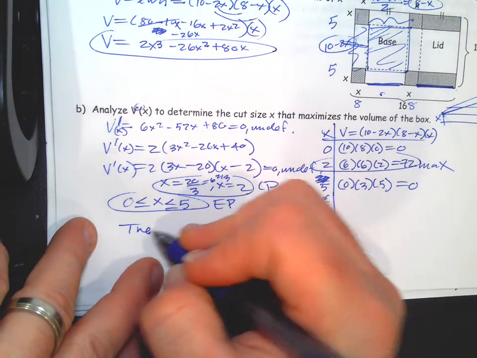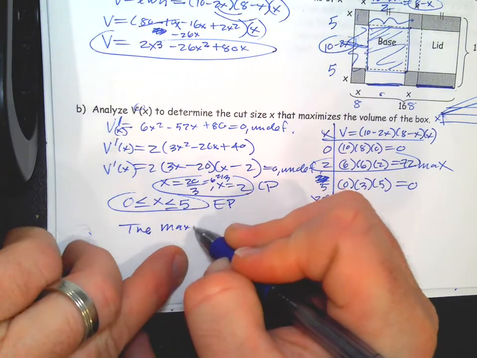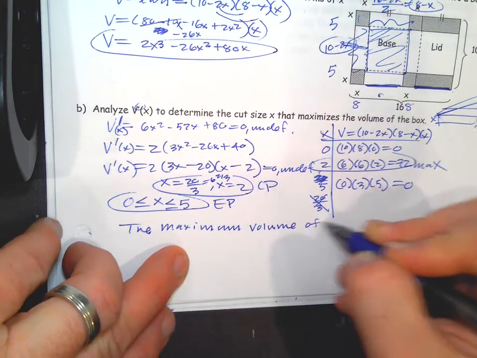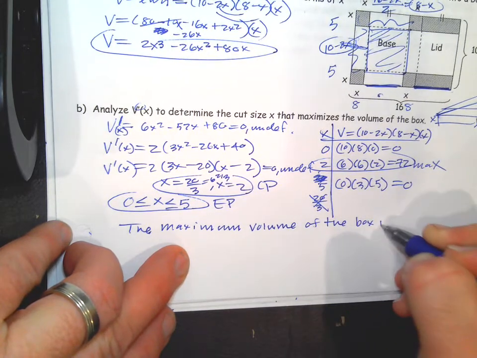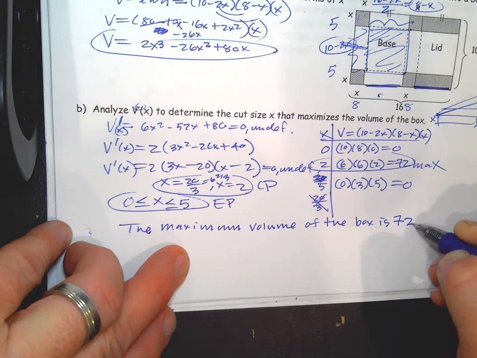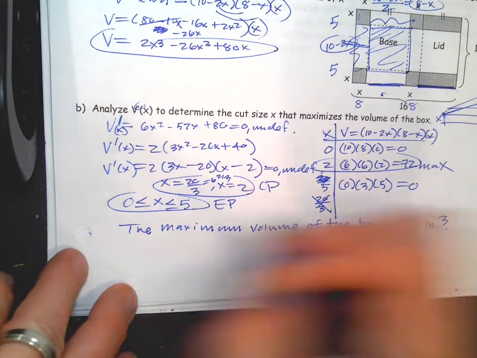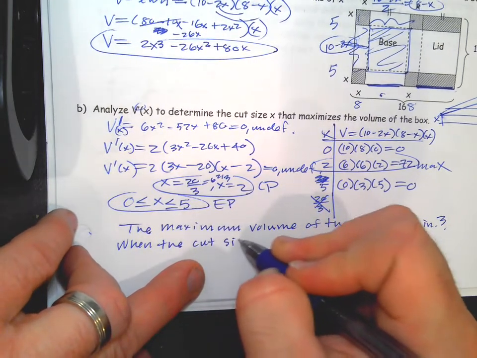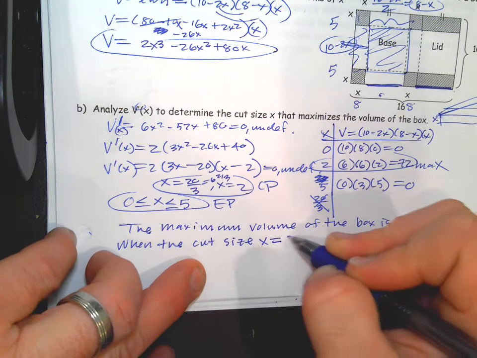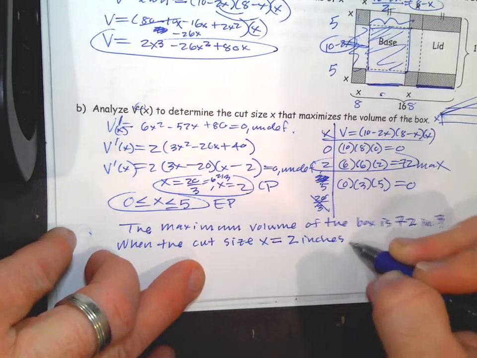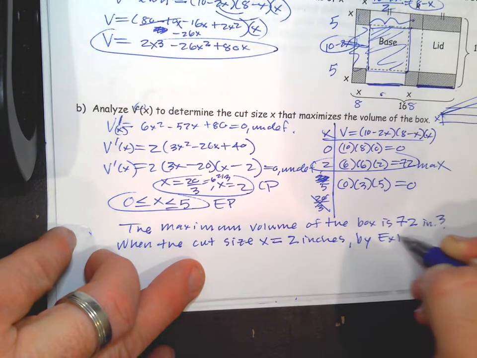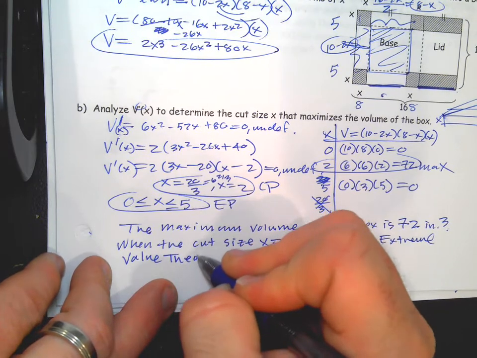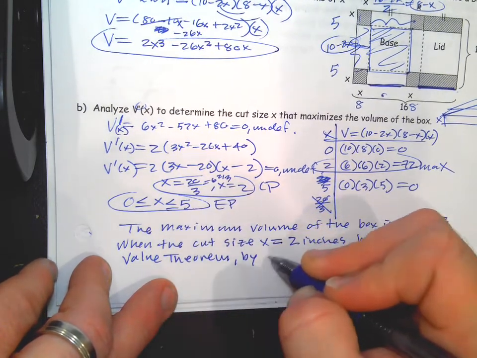So we're going to say the maximum volume of the box is 72 inches cubed when the cut size x equals 2 inches. Got to use units. How? By extreme value theorem. Okay, well, how does that work? By checking endpoints and critical points.